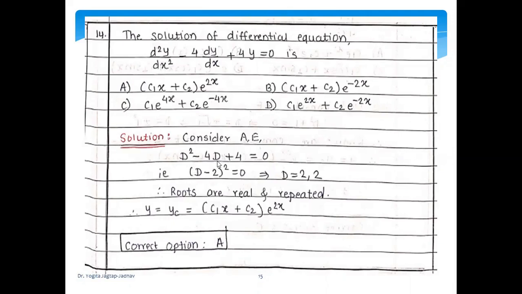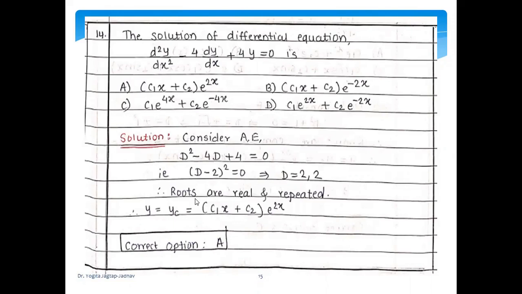D square minus 4d plus 4 equal to 0. This is the square of the d minus 2 term. Therefore, when I compare d minus 2 equal to 0, it is for 2 times. This gives us d equal to 2 comma 2. Therefore, roots are real and repeated twice.